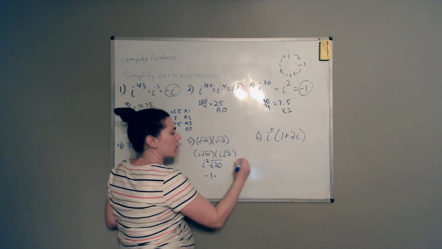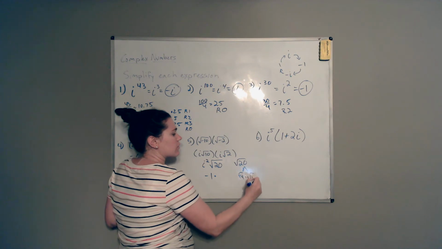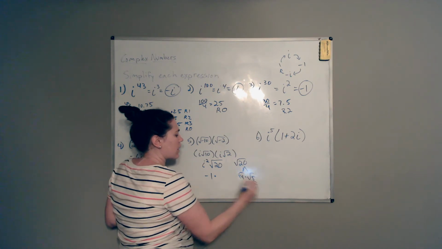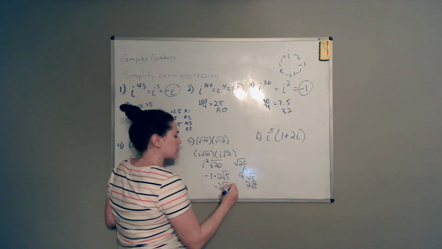The square root of 20, don't forget how to simplify your radicals. That's the square root of 4 times the square root of 5. That's 2 square root 5. So that's just negative 2 square root 5.